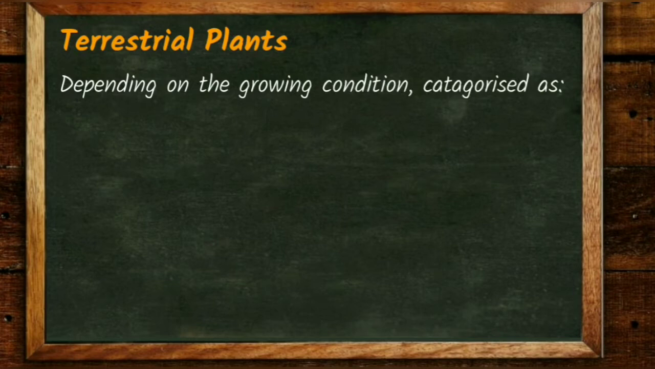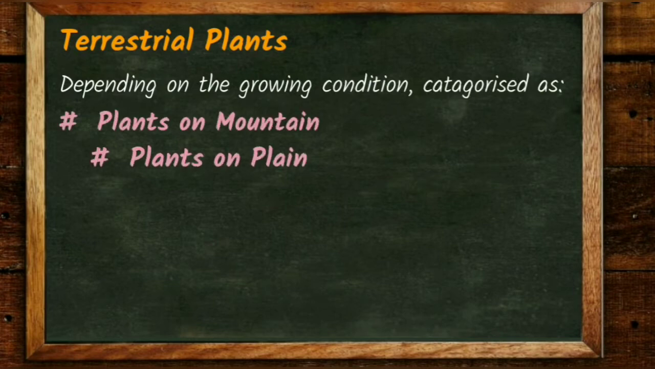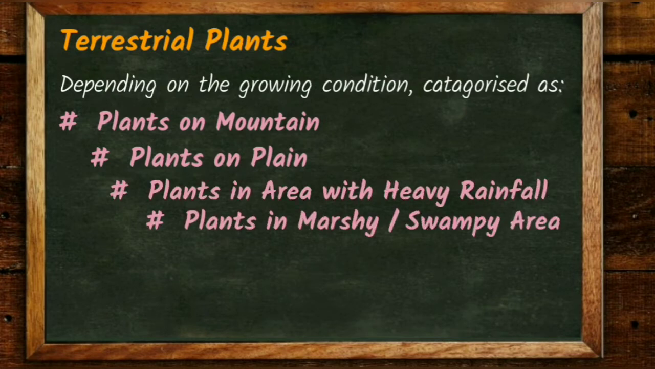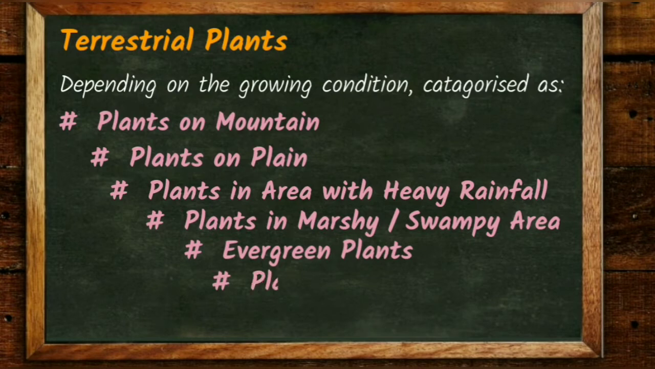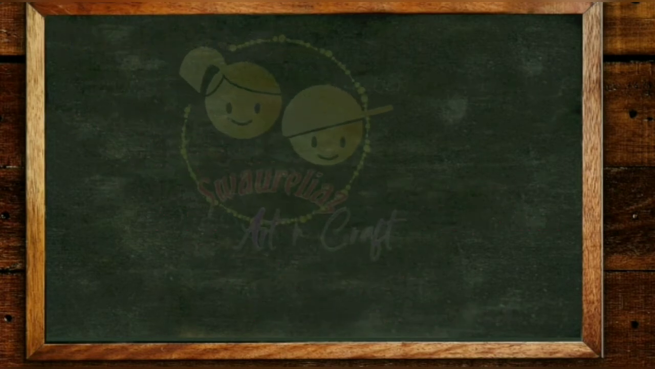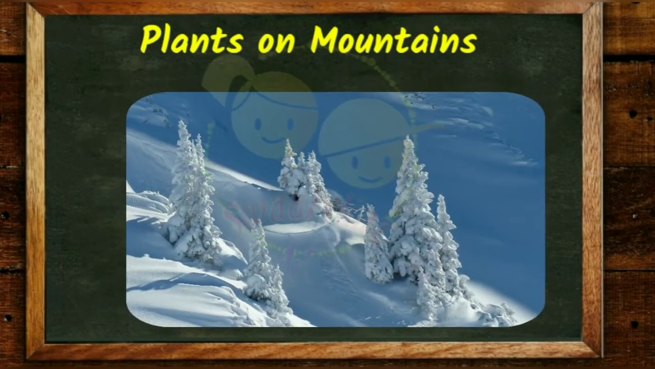Now learn about terrestrial plants. Depending on the growing condition, they are categorized as plants on mountains, plants on plains, plants in areas with heavy rainfall, plants in marshy or swampy areas, evergreen plants, plants in deserts, and plants on the sea coast. Now let's see an example of each one.